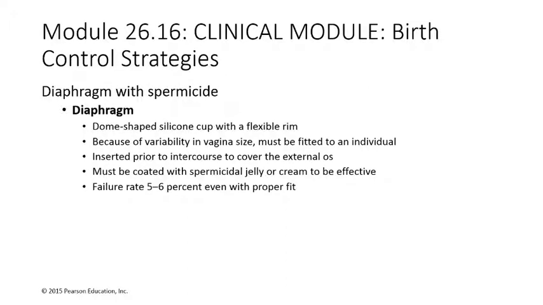There's also the diaphragm. The diaphragm, as you know, is just any term that refers to a barrier. You can use the diaphragm with or without spermicide, and spermicide makes it a more reasonable birth control method. This is, again, a dome-shaped silicone cup that is going to be placed by the female and is going to cover the external os. This can be coated with spermicidal jelly or cream, and the failure rate here is reasonable. So it's not the most perfect form of birth control, but it is effective.